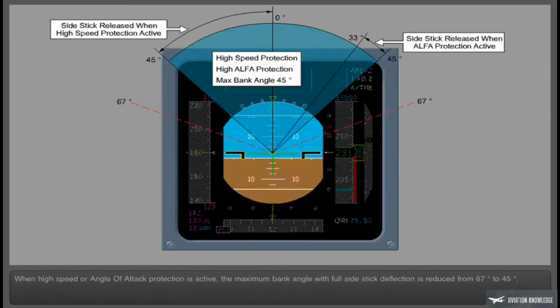When high speed or angle of attack protection is active, the maximum bank angle with full sidestick deflection is reduced from 67 to 45 degrees. If the sidestick is released to neutral, the aircraft will return to wings level when high-speed protection is active, or to a maximum of 33 degrees of bank if high angle of attack protection is active.